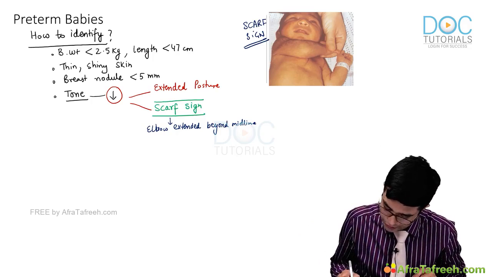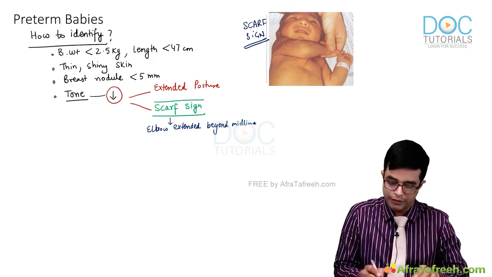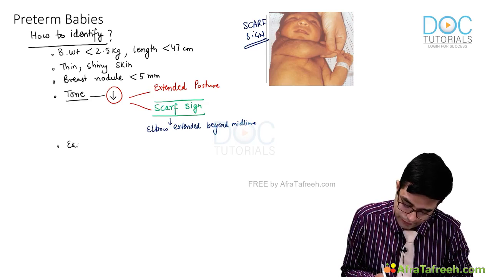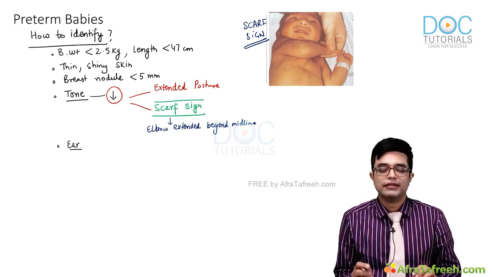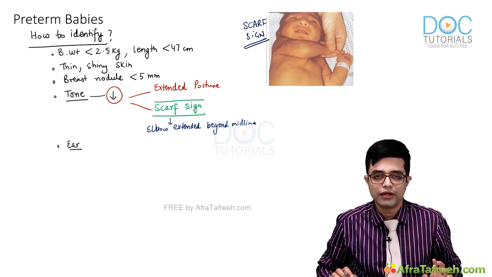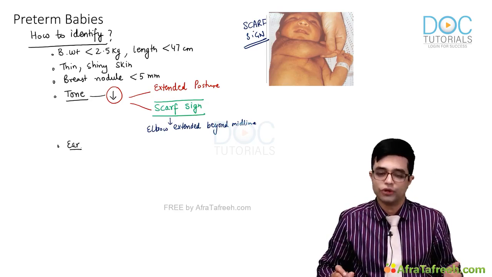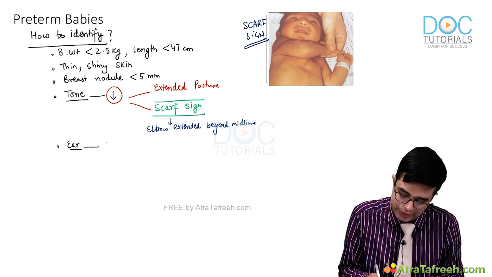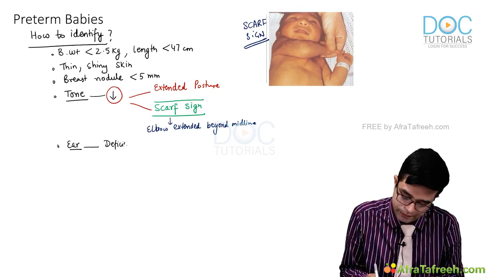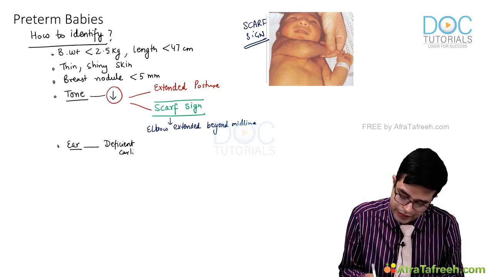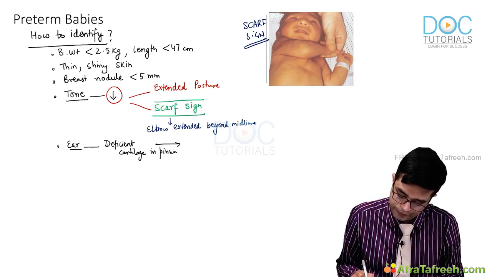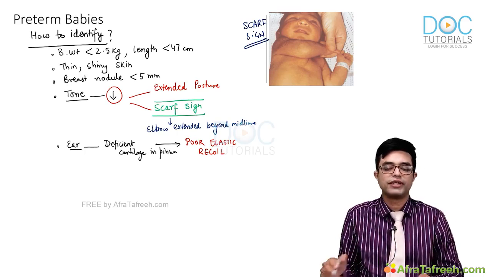Next point, to differentiate term and preterm babies, look at the ear of the child. In preterm babies, the ear cartilage is not properly developed, so it shows a poor elastic recoil. So ears in preterm babies have deficient cartilage in the pinna, and so it shows a poor elastic recoil. Poor elastic recoil. What does it mean?